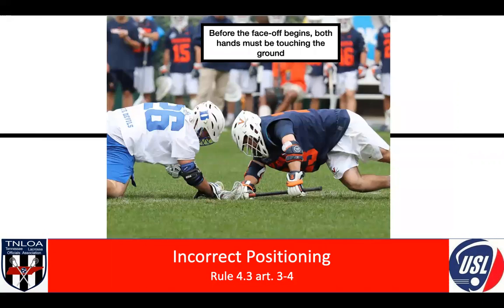Before the face-off begins, both hands must be touching the ground. Face-off players, I will always say this, face-off players are trained to cheat. They're going to do whatever they can to gain an advantage. An advantage that some players use is they'll have their backhand floating off of the ground before a face-off starts. Their hands must be touching the ground. The cross doesn't have to be on the ground, but the hands must be touching the ground.